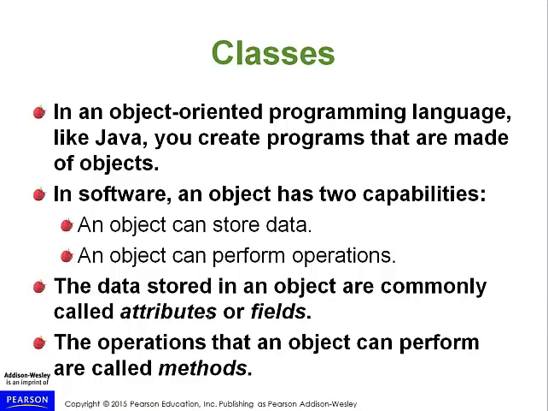The operation that an object can perform is called a method. Again, what does the class's responsibility include with the object and what it can actually perform? Well, again, an object can store data and can also perform operations.